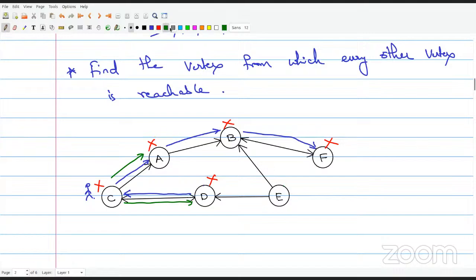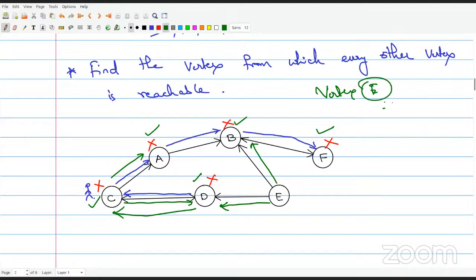If you check E, from E I can reach D. From D, I can reach C also. And from here, I can reach B. And once I reach B, I can reach F, and from C I can reach A. So E, D, C, A. So I can reach every other vertex if I am at vertex E. So the answer should be vertex E. So that vertex is vertex E.